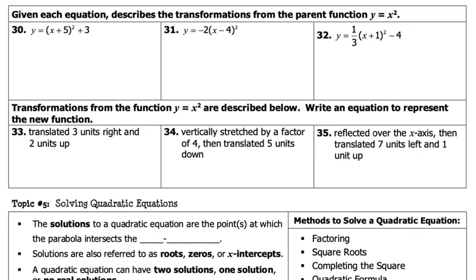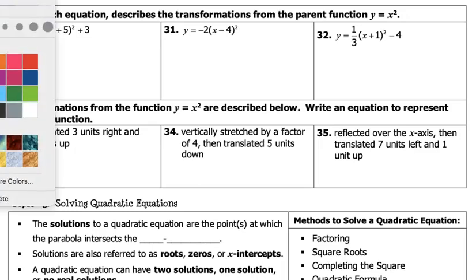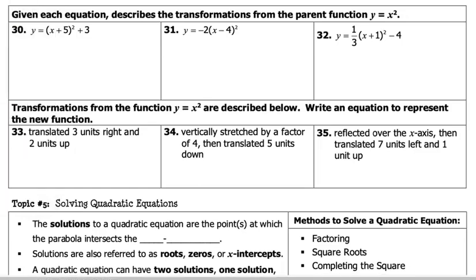From the parent, remember the parent is simply when we are looking at y equals x squared. We are now in vertex form. So in vertex form, here I have this -5. Remember that is a -5, so it translated, or it went to the left 5. And then this 3 tells me it went up 3.